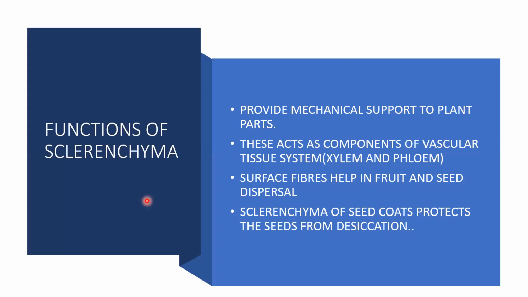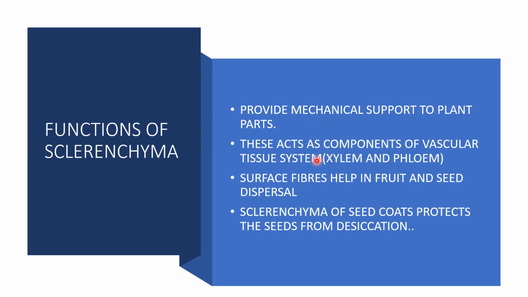Now, what are the functions of these fibers and sclerenchyma basically? They provide mechanical support to the plant. They act like pillars and provide strength. When they are present in xylem and phloem, they give strength to the xylem as well as the phloem. And xylem and phloem will not collapse when trees are very tall, so the vascular tissue will move up to the top of the plant.